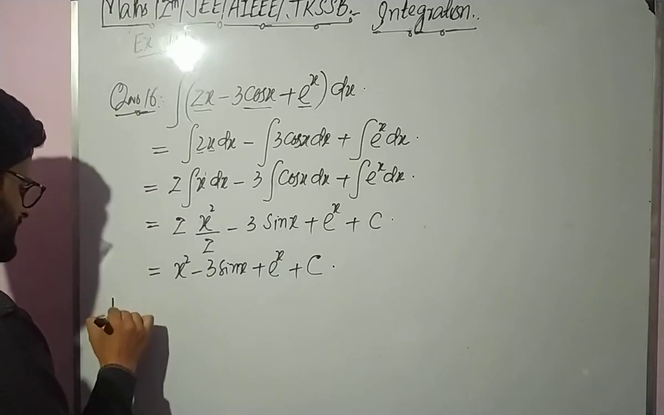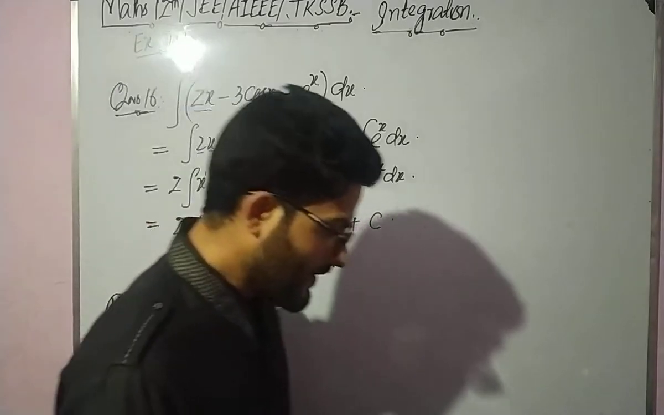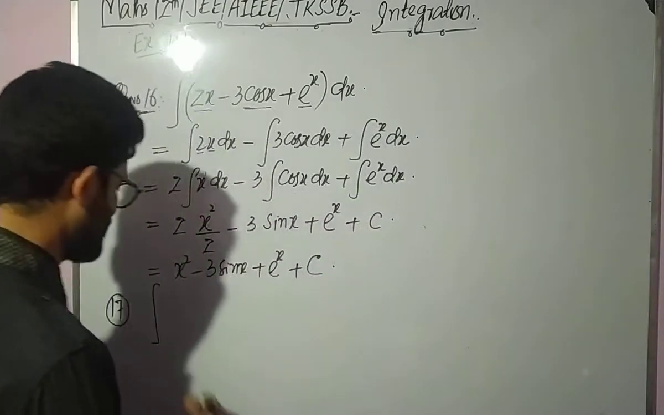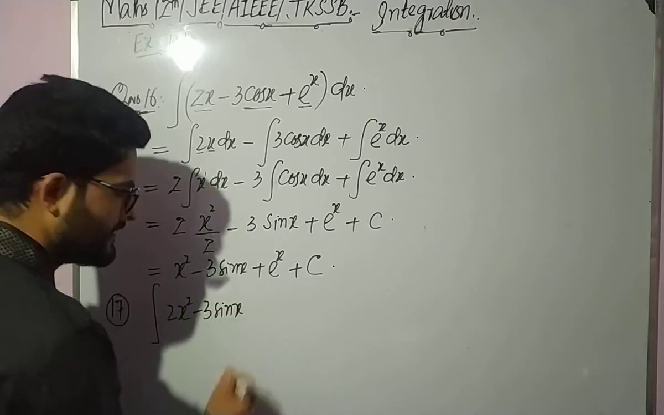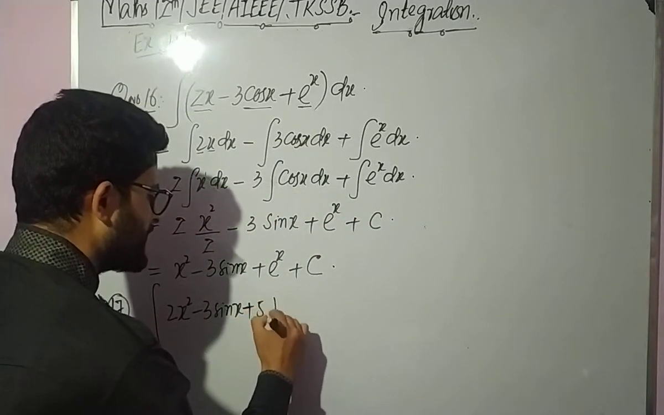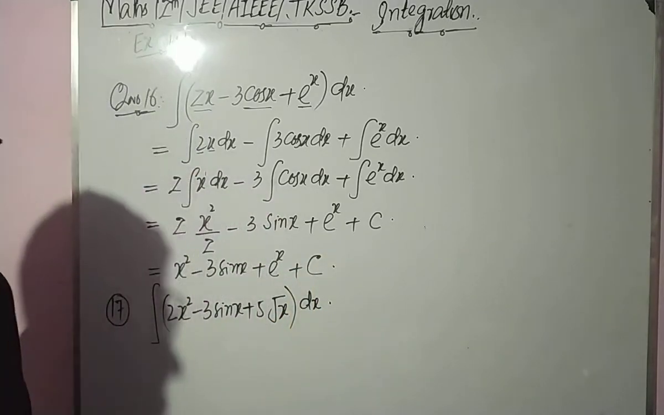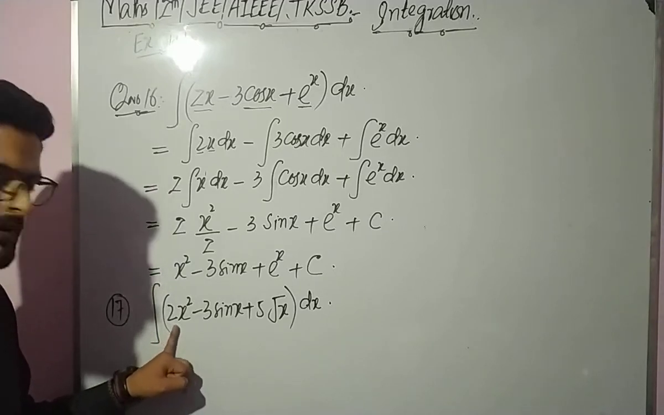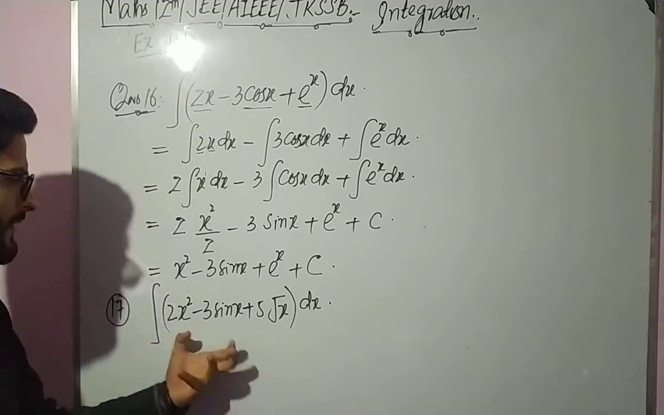Now move on to the next, question number 17 of the same exercise. Question number 17 is integration of 2x square minus 3 sin x plus 5 times square root of x dx. This integral we have to obtain. So again, the integrand consists of three functions: an algebraic function, a trigonometric function, and again an algebraic function, which is 5 square root of x, and we have to integrate this.